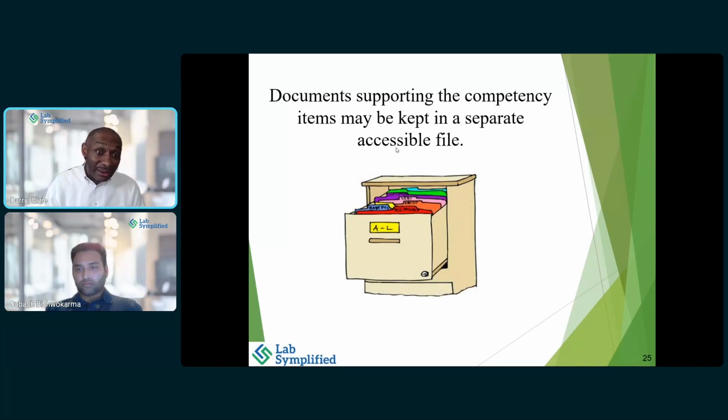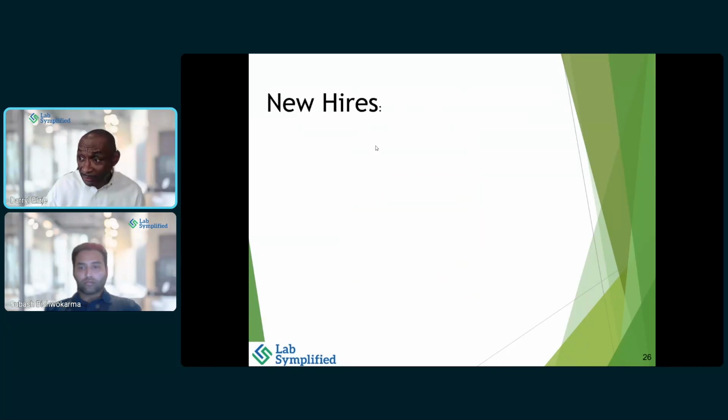But for competency, if you want to keep those documents in a separate file and just have that 1 sheet or 2 sheets, whatever it is, somewhere else, and just show that, and then say, if you want to do a deeper dive on that employee, I can bring in that file. That is a great way for you to have your documents ready for an inspection.